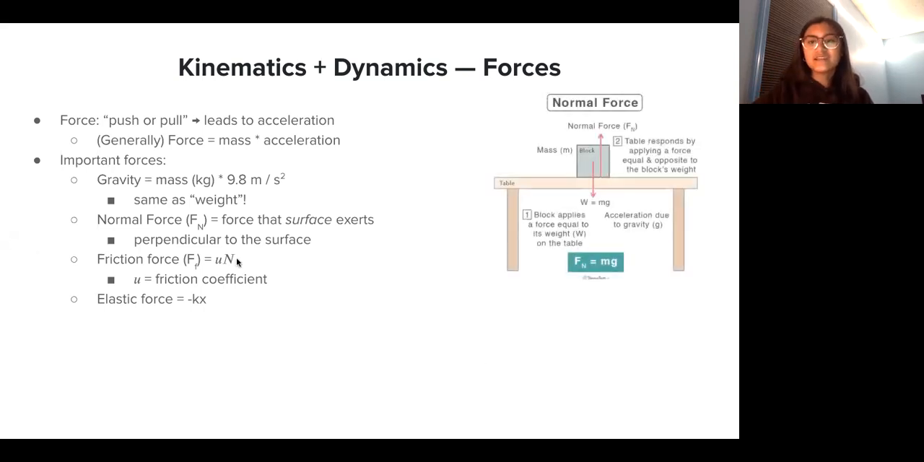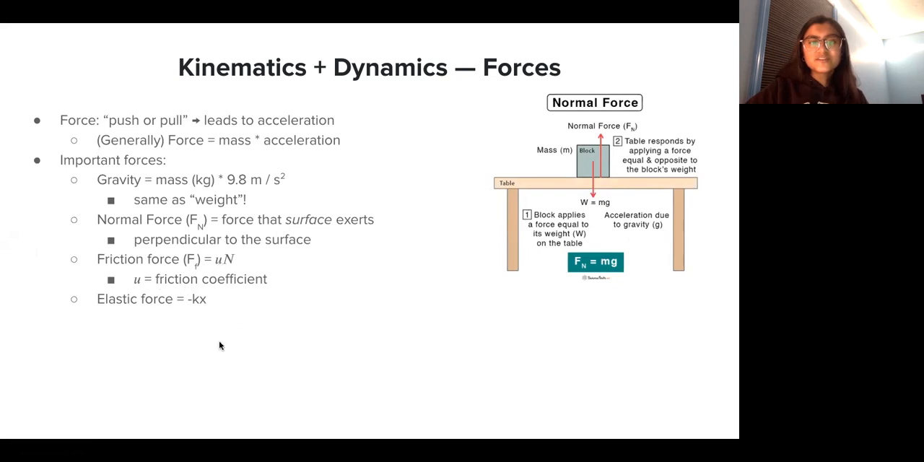Your normal force is the force that the surface exerts. So you can see here that the table is exerting this force back up on the block, and that's perpendicular to your surface. For something like this, it would be equal to the gravitational force because the block is stationary, it's not moving.